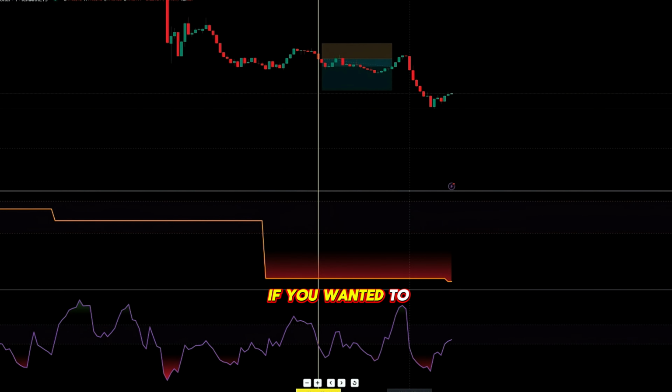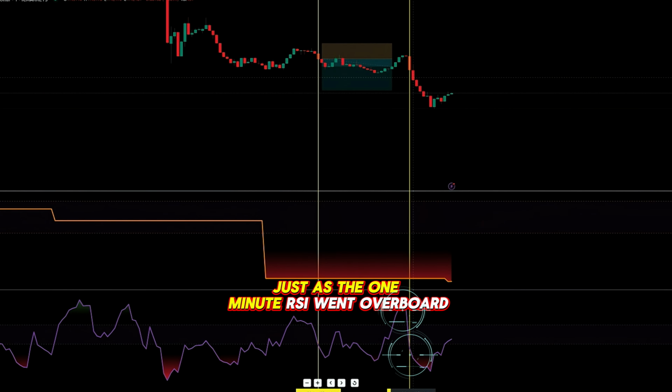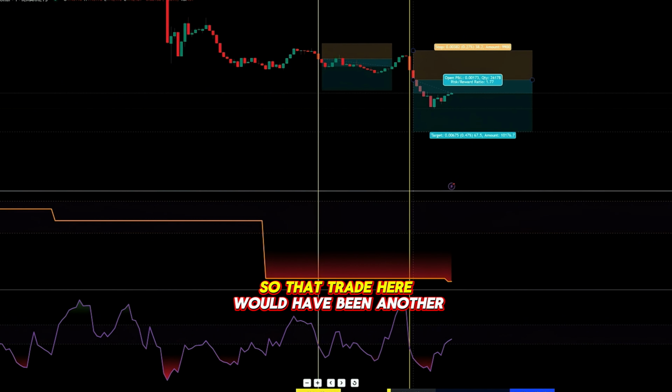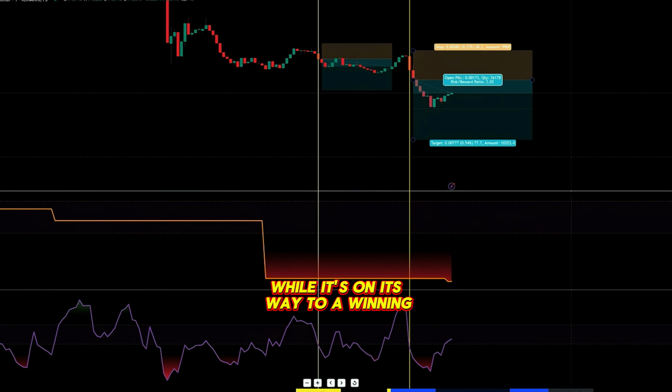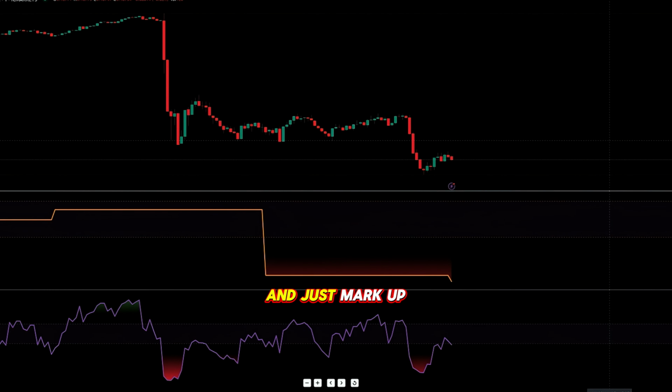And if you'd have missed that one, you would have had another chance to enter this trade. Just as the 1 minute RSI went overbought and then came back down and dipped underneath the 40, you would have got in there. So that trade here would have been another winning trade. Well, it's on its way to a winning trade. The 1 to 2 is down there, so that's what we're aiming for on that trade. So now I'm going to go quiet and just mark up any other trades that we see live in this trading session for you.